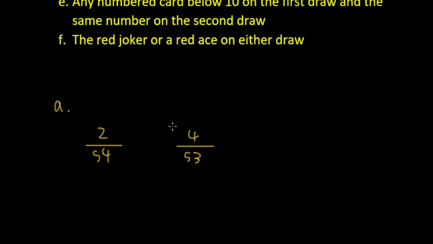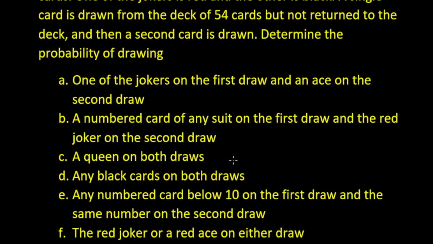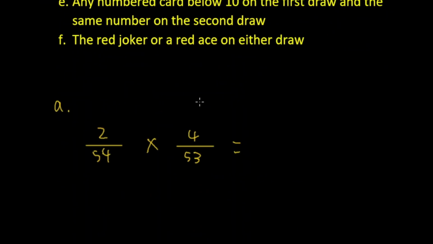Since they are not really affecting each other, you can multiply the 2 probabilities together, and that's the probability of the entire situation A. That would be 8 out of 2,862, and that's approximately equal to 0.2795%. You may want to express probability in terms of percentage. Okay, so that's part A.